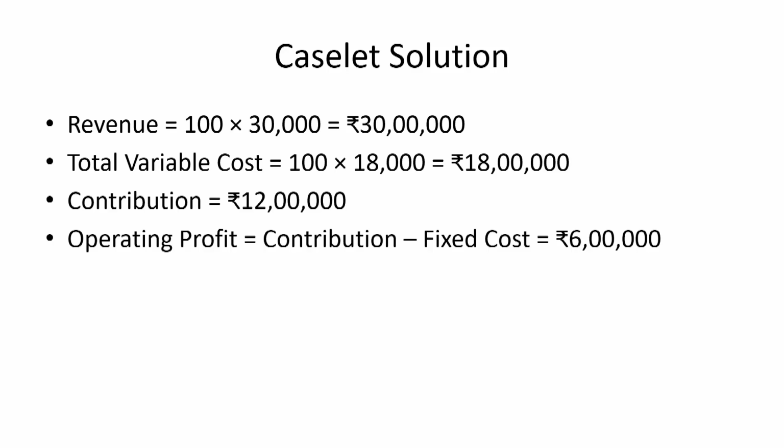So, in a month, what will happen to our finances? The total revenue will be 100 into 30,000, that is 30 lakhs. Total variable cost will be 100 into 18,000, that is 18 lakhs. So, overall contribution that is left for us is 12 lakhs. Out of this 12 lakhs, we have to pay this fixed cost, that is 6 lakhs. So, overall profit left to us will be 6 lakhs.